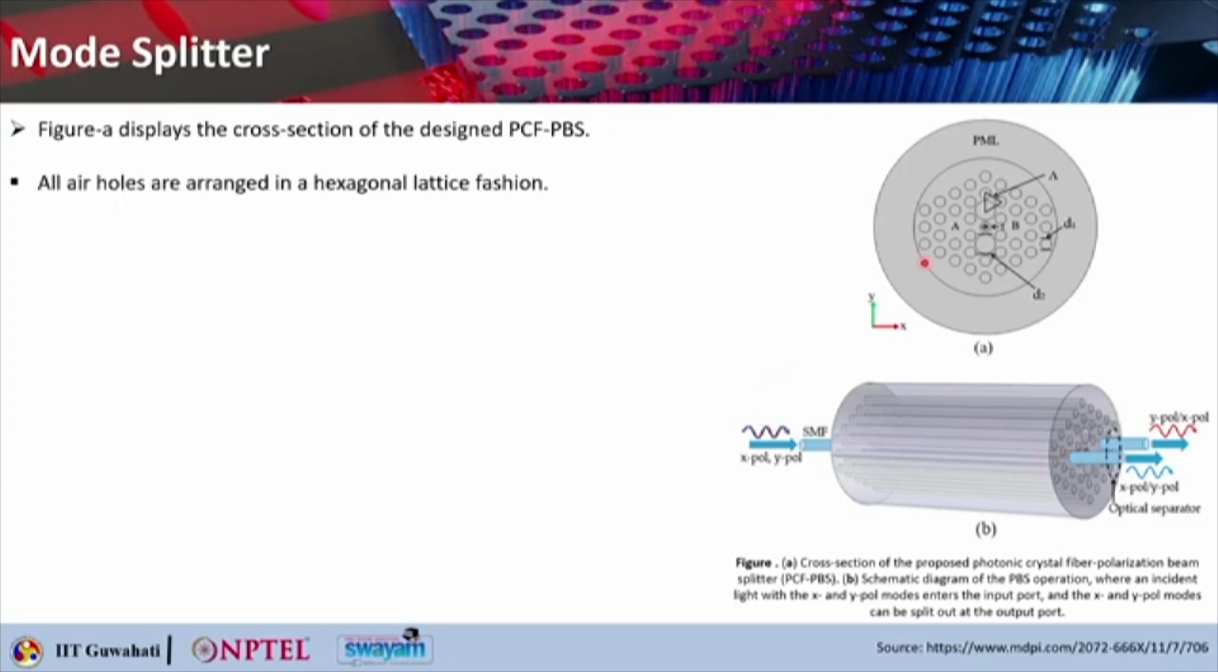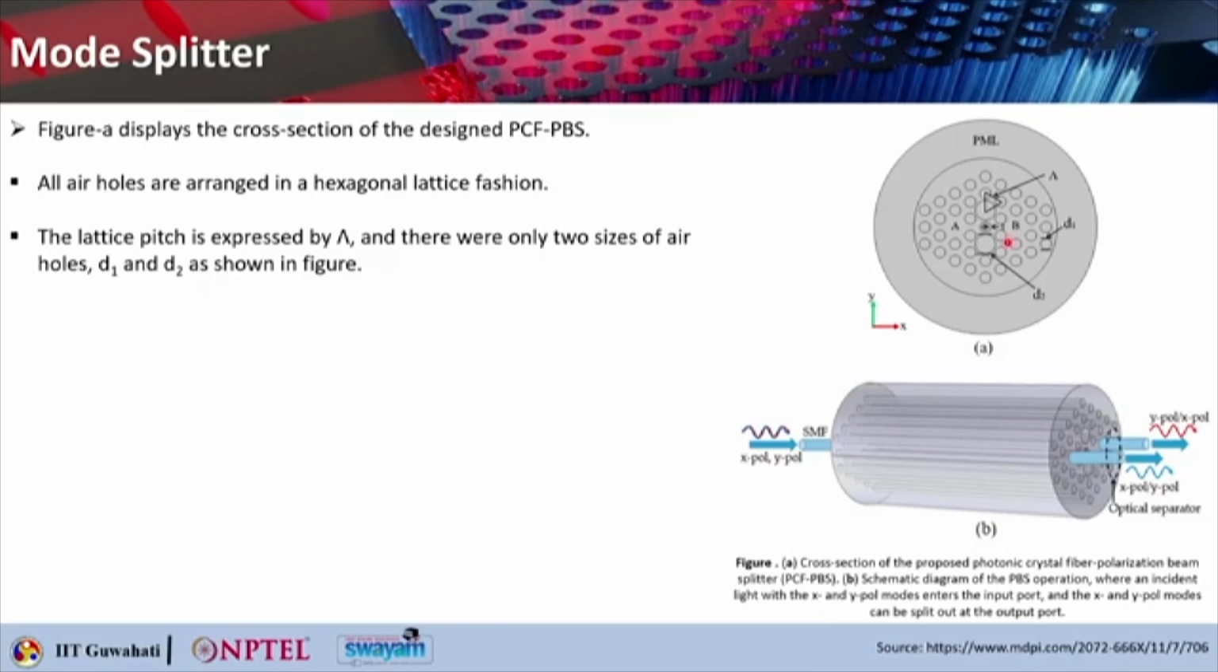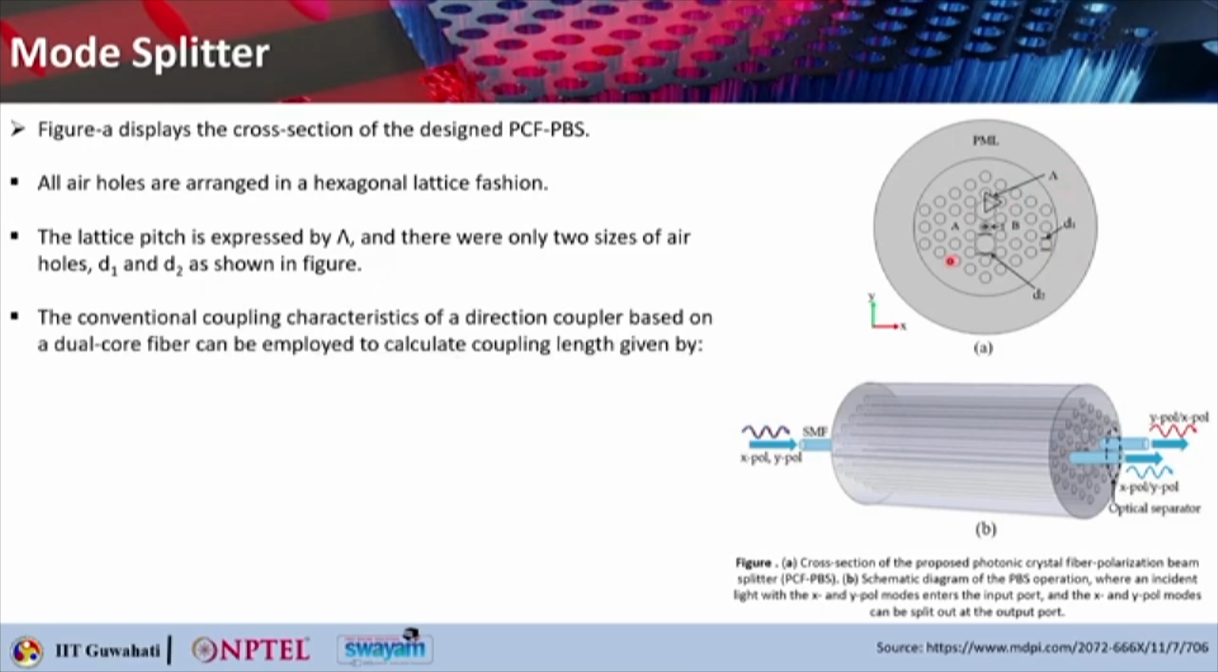Here you can see that all the air holes are arranged in hexagonal lattice fashion. So this is the diameter of one hole, D1, and you can see the periodicity. These are the two larger holes which are having diameter of D2, and A and B are the two cores. So the lattice pitch is given by capital gamma, and there are only two sizes of air holes as you can see here, D1 and D2.